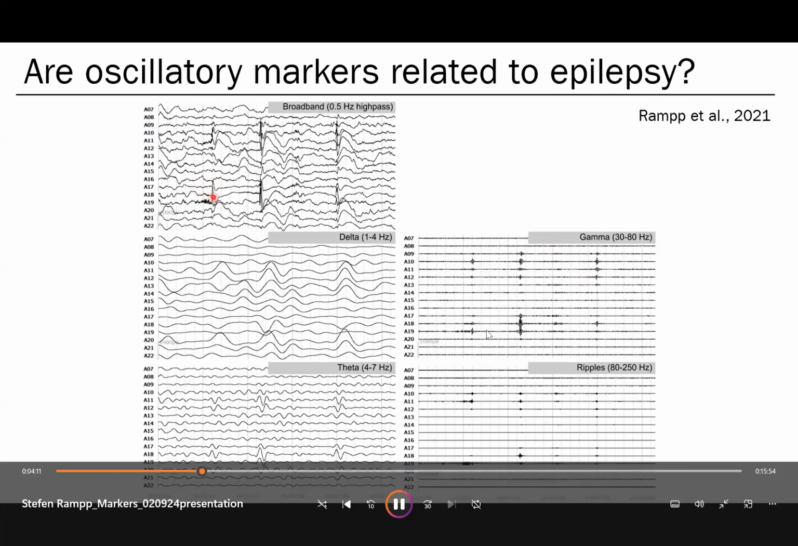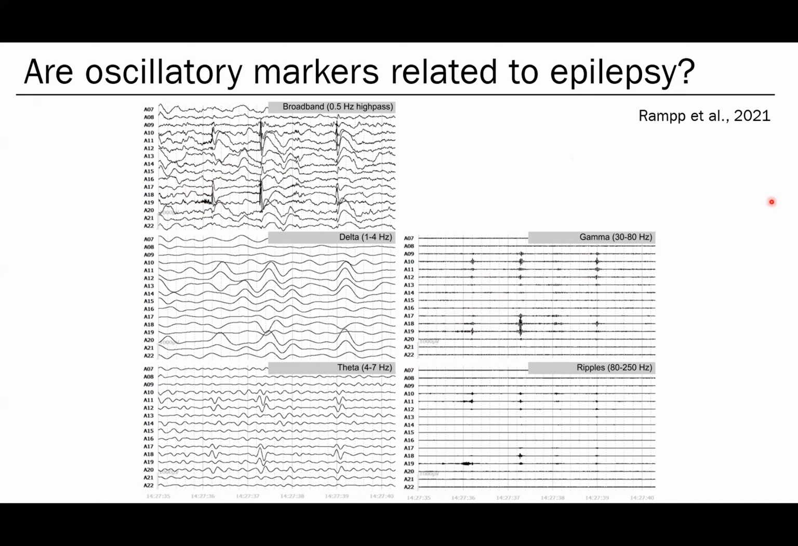And then, of course, we have fast oscillations, high frequency oscillations, in this case in the so-called ripple band between 80 to 250 Hertz, which we know are highly specific for the epileptogenic zone. And here again, you also see them superimposed on spikes, and also preceding spikes like here and here.